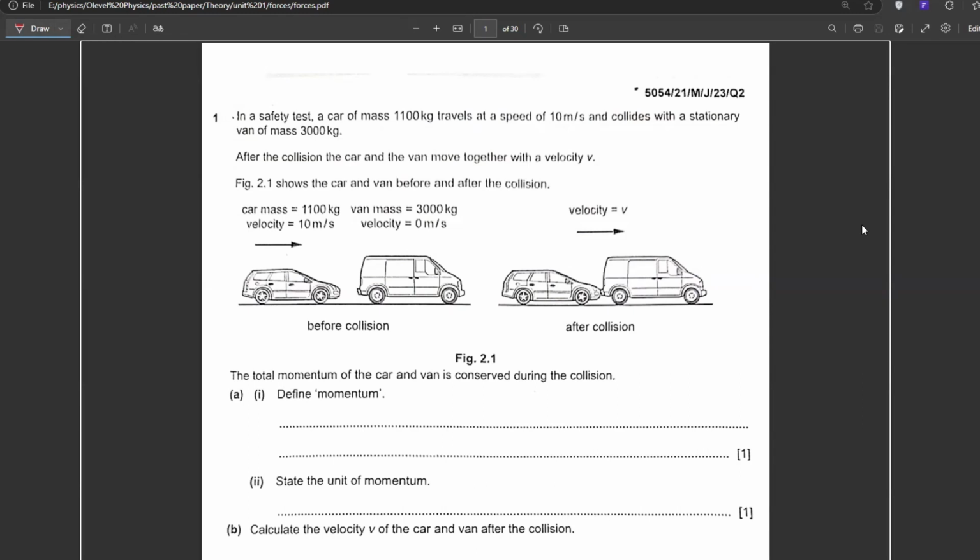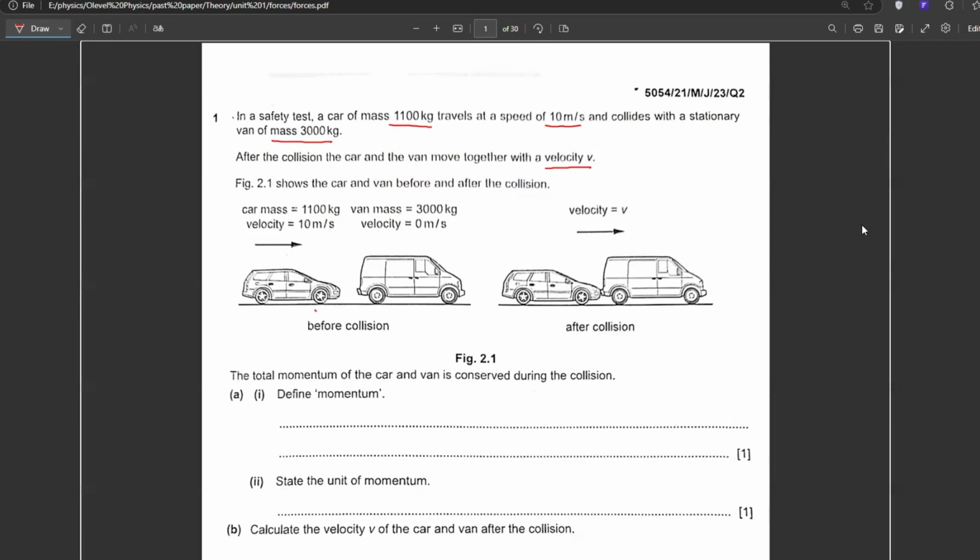Okay, students, so let's start with the theory past papers of forces. This is applicable for O levels and IGCSE both. In a safety test, a car of mass 1100 kg travels at a speed of 10 m/s and collides with a stationary van of mass 3000 kg. After the collision, the car and the van move together with a velocity v. Figure 2.1 shows the car and van before and after the collision.